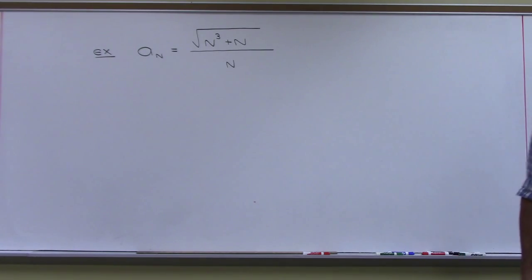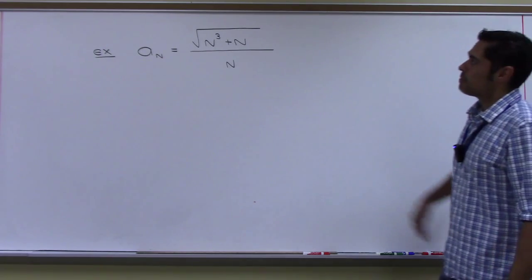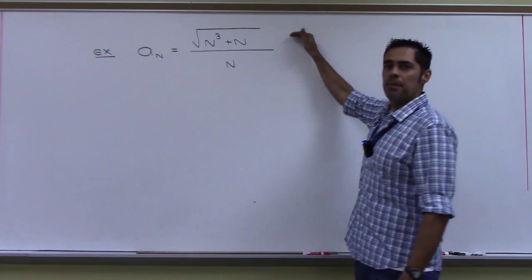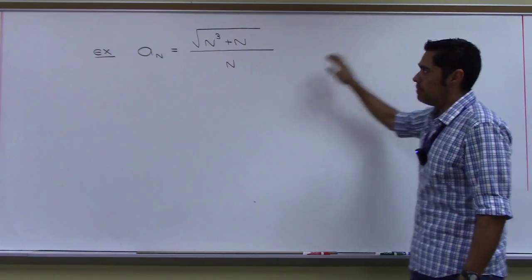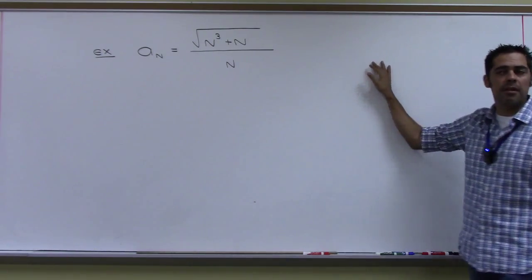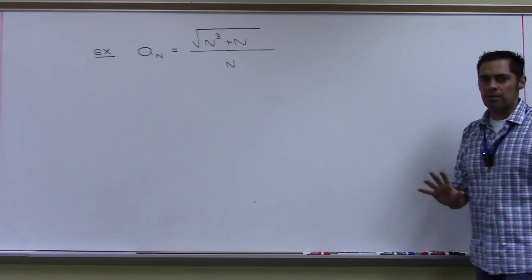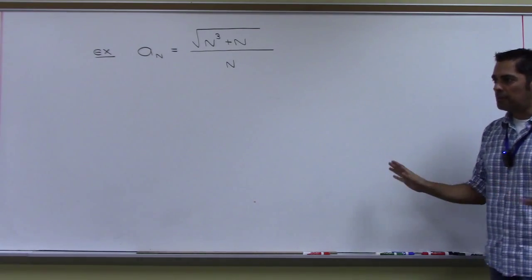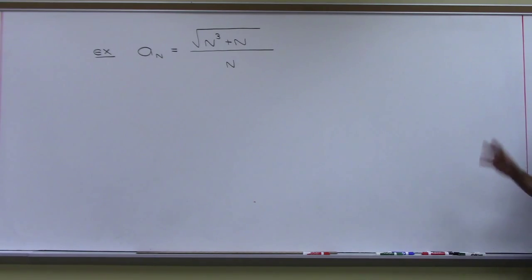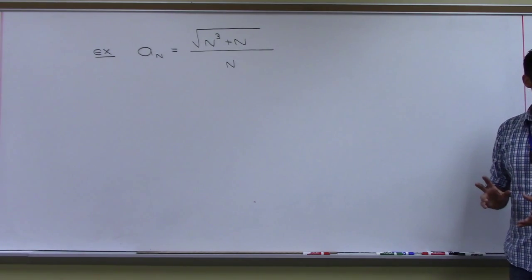What does your gut tell you? Converge, diverge? Where does the top head as n gets bigger? Infinity. The bottom? Infinity. So again, we think L'Hopital's rule, but I haven't shown you what we can do with that yet. L'Hopital is off the table right now because this is a sequence, not a function, right?